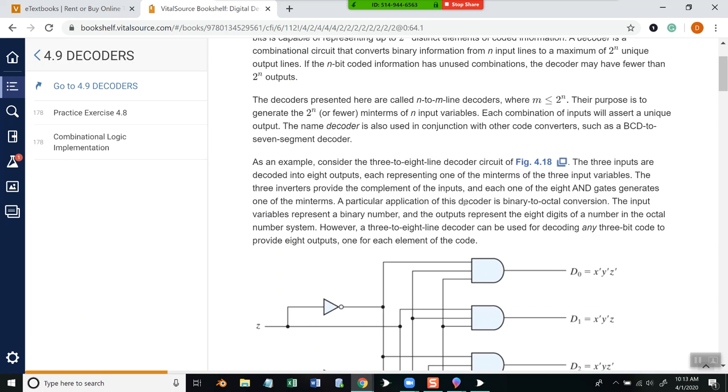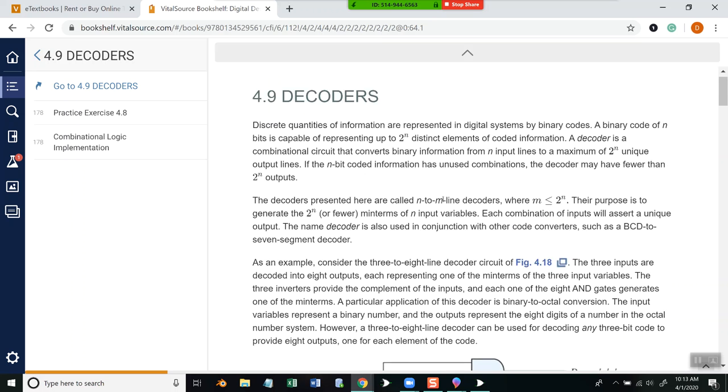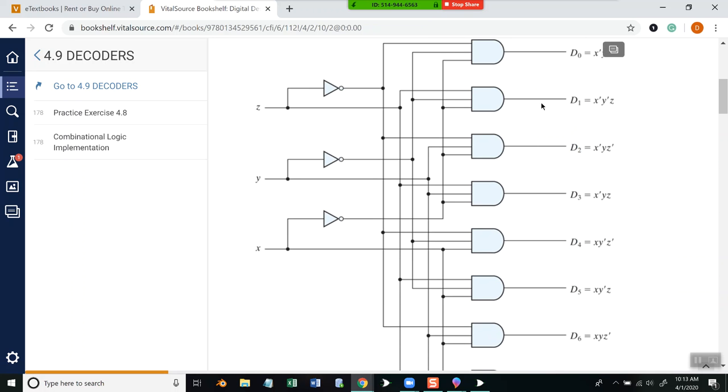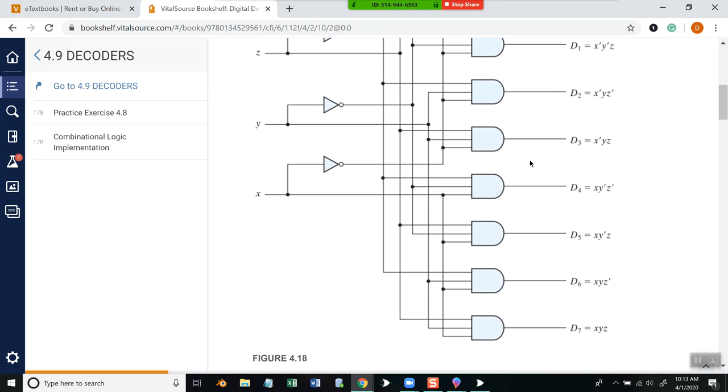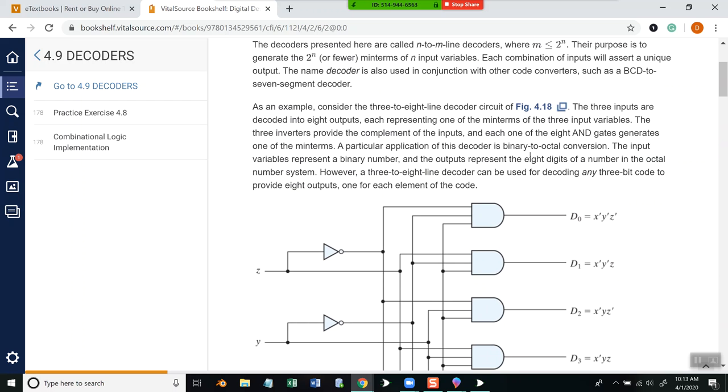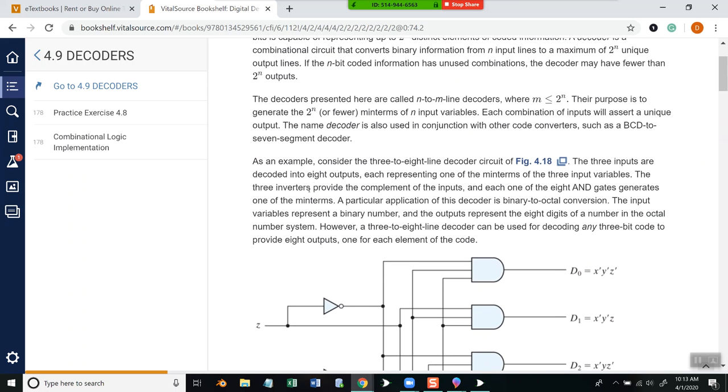And this example is considered the 3 to 8 line decoder circuit, figure 4.18. That'd be this right here. 3 inputs are decoded into 8 outputs, each representing one of the minterms of the 3 input variables. 3 inverters provide the complement of the inputs, and each one of the 8 AND gates generates one of the minterms.